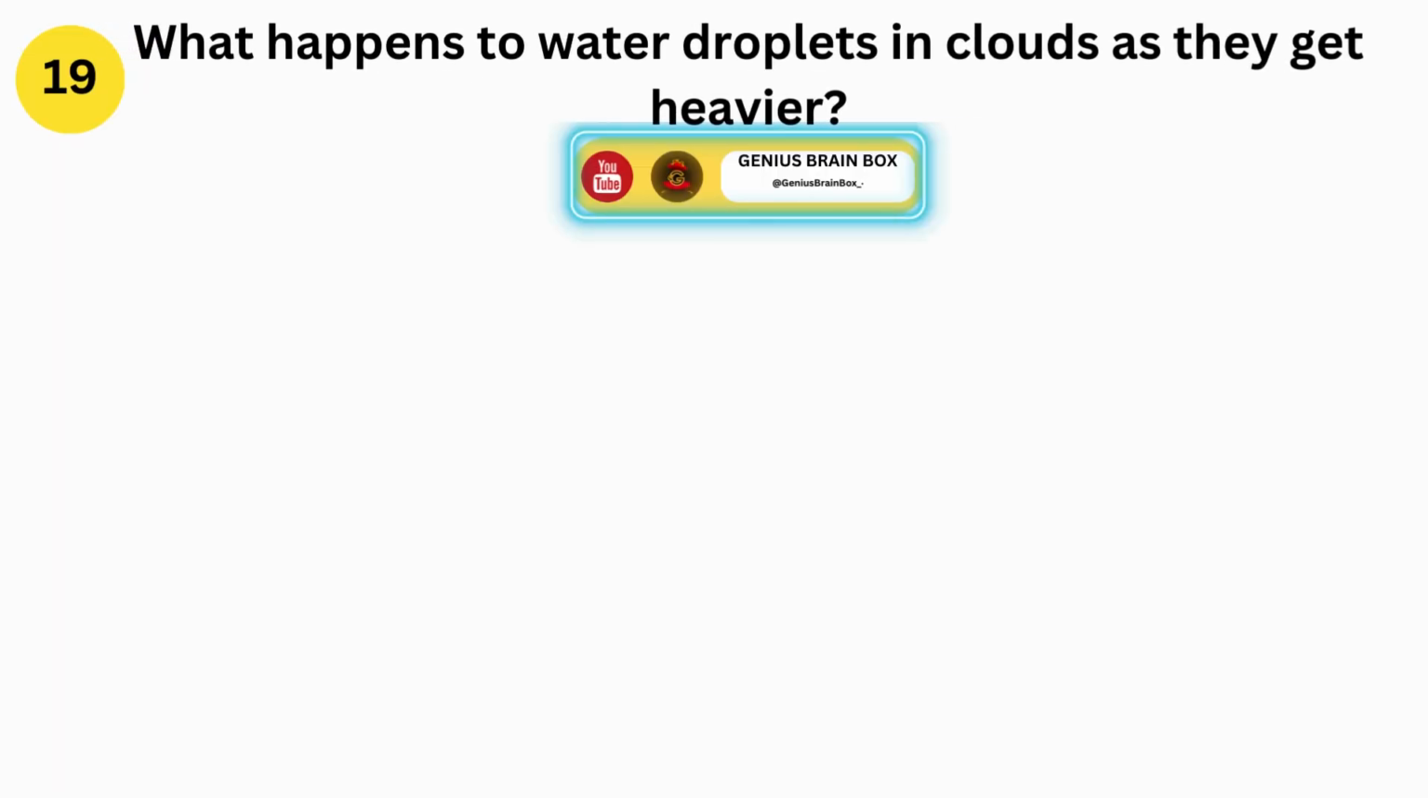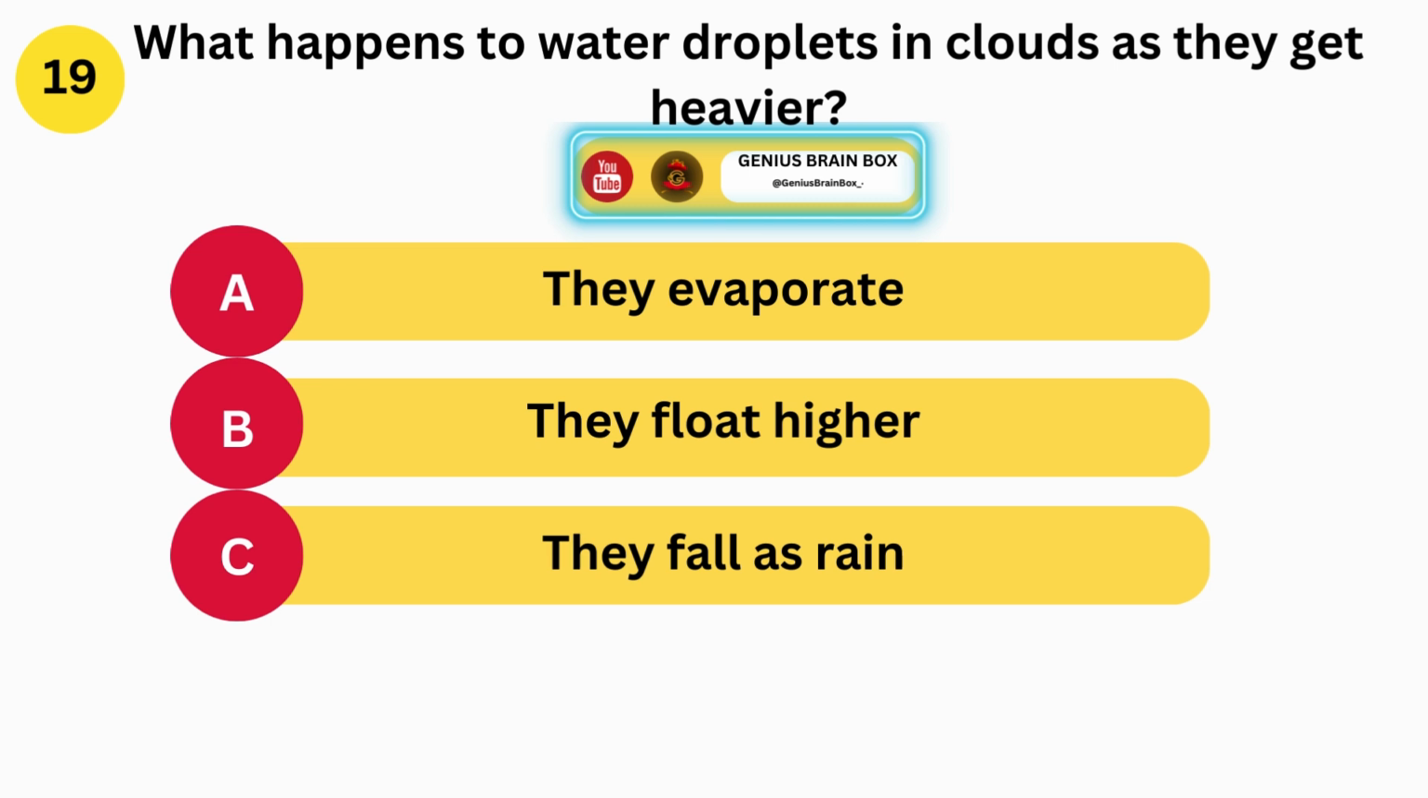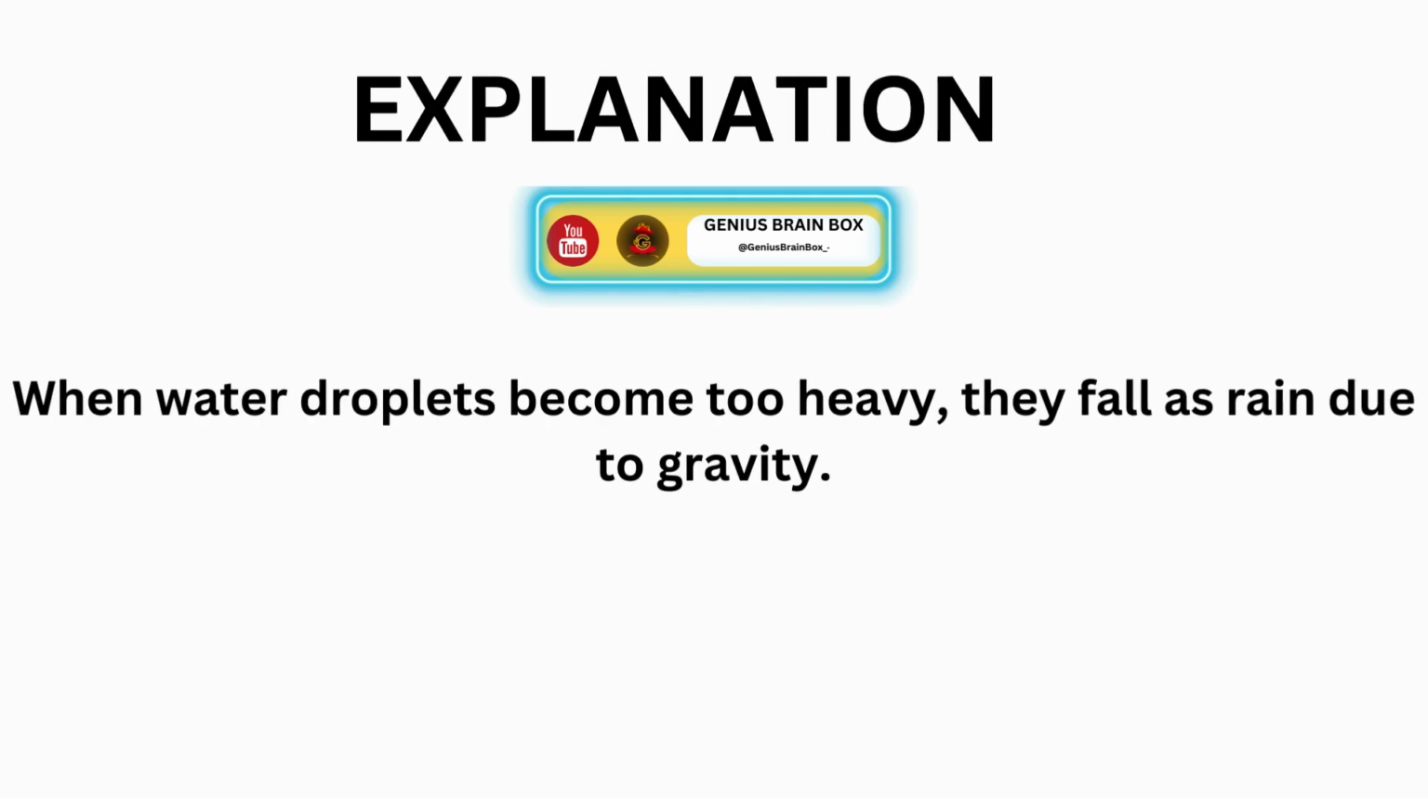What happens to water droplets in clouds as they get heavier? Option A. They evaporate. Option B. They float higher. Option C. They fall as rain. Correct answer is... Explanation. When water droplets become too heavy, they fall as rain due to gravity.